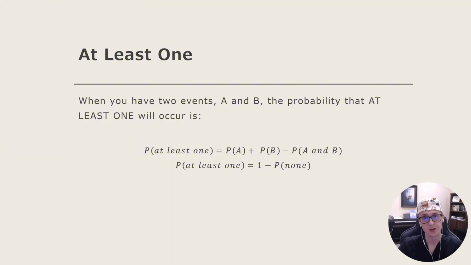Alternatively, you could also do this. If it's easier to find the probability that none of the events A and B happen, then you could just do 1 minus that number, and that will also give you the probability of at least one thing happening. But generally, they're going to give you the question in a way that you'll want to use that first equation.